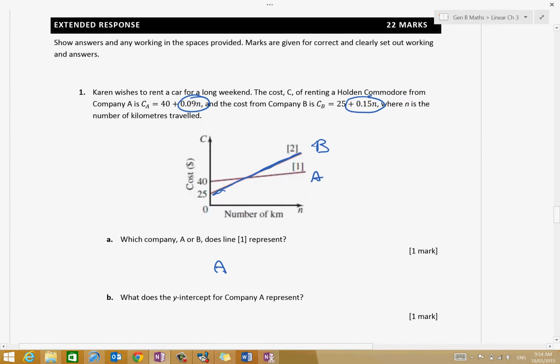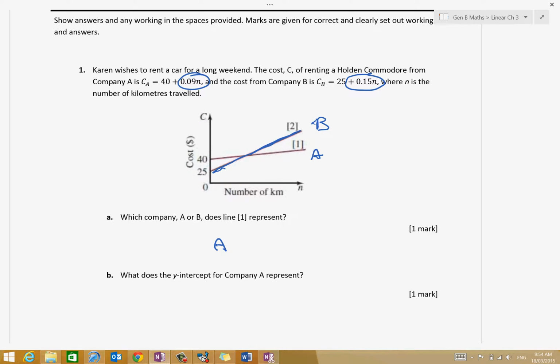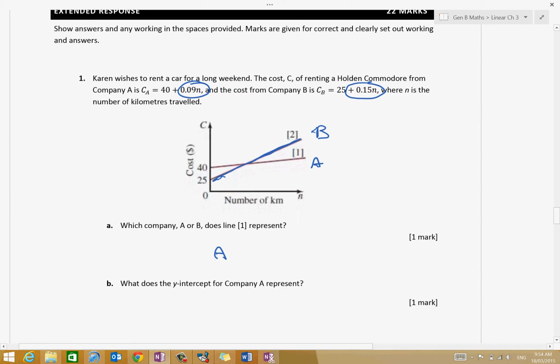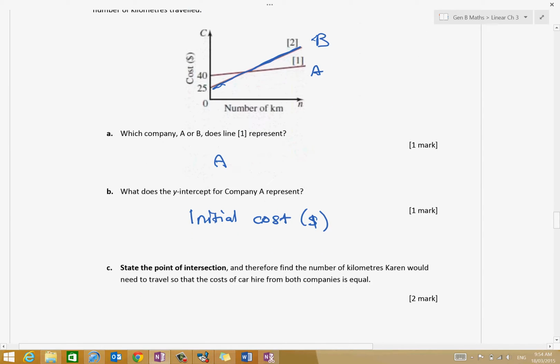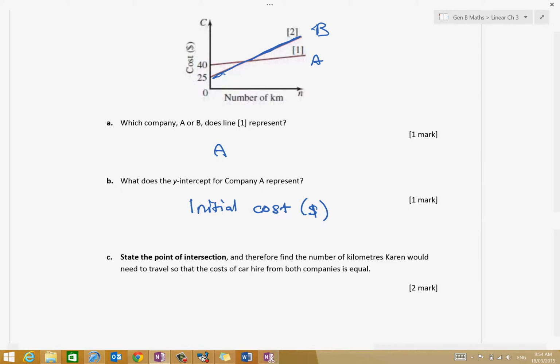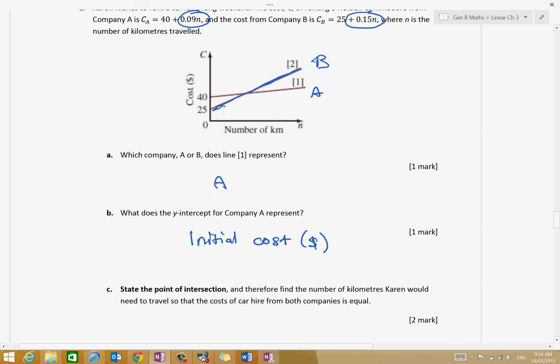Pretty straightforward, yeah? What does the y-intercept for company A represent? The initial cost, thank you. Excellent. And the initial cost in dollars. Okay. State the point of intersection and therefore find the number of kilometres Karen would need to travel so that the car hires are equal.